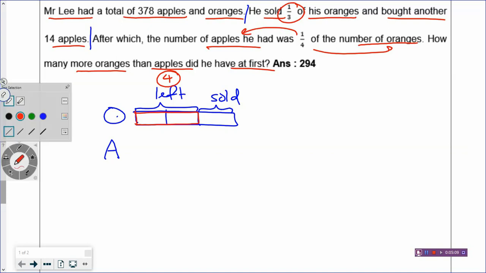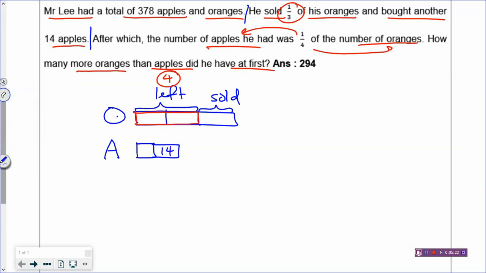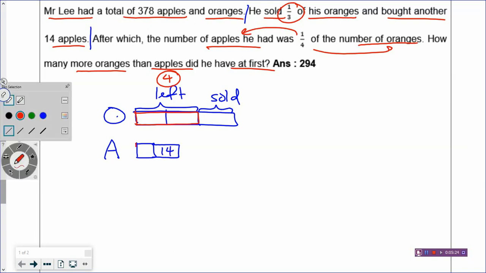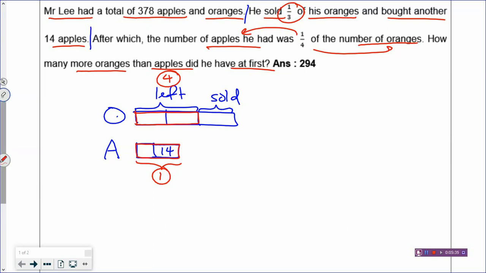Let's start with the apples at first. So maybe the apples at first is something like that. That's the apples at first. And then he bought another 14 more. Then what happened? The after model for the apples will be this. This will be the apples in the end, right? And now the apples he had was 1 quarter the oranges. It looks a bit better now. So the oranges in the end has 4 boxes.